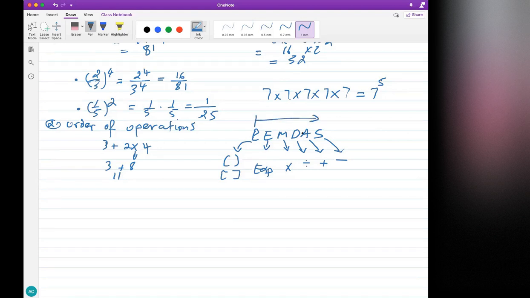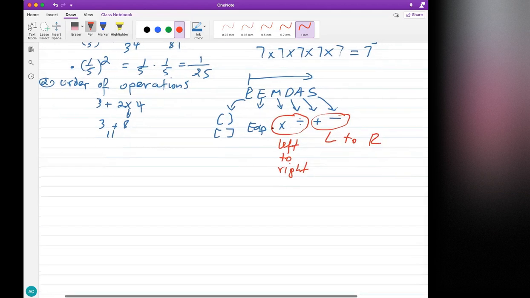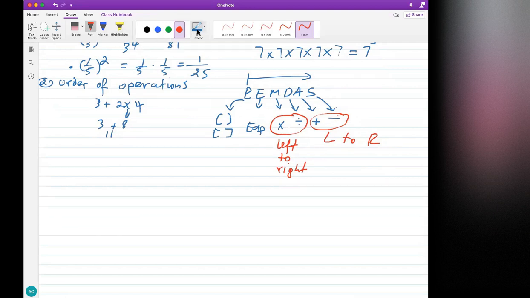There's a little special case when we have multiplication and division together, or when we have addition and subtraction. If you have these two next to each other, you do left to right. Whichever one comes first, you do it first. So left to right. Same thing with these two. If these two are directly next to each other, you do left to right. And we'll see examples of that. Okay, so it was pretty simple.